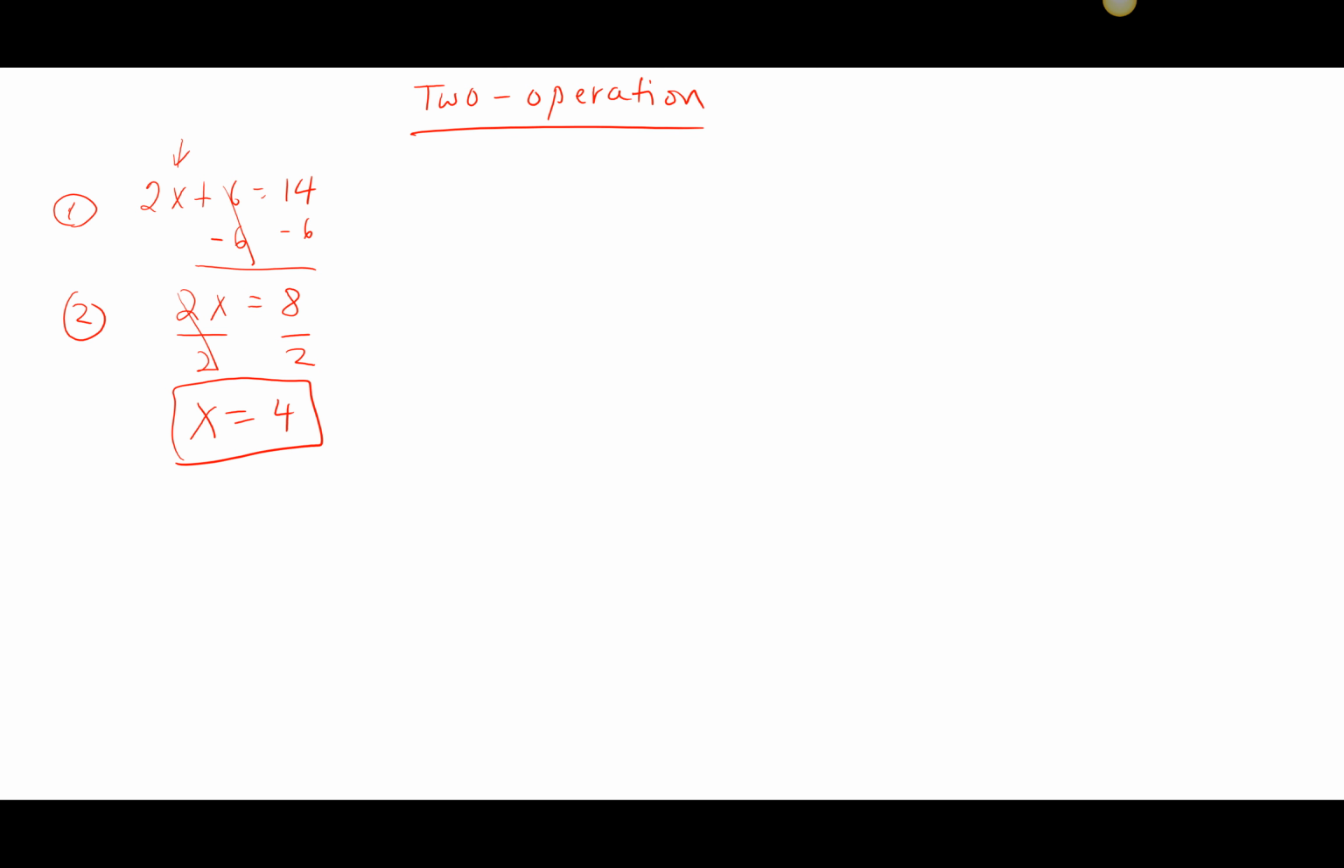Okay, what about this one? 3x minus 7 equals 11. Again, we need to get that by itself. So we're going to add 7 to both sides. That's going away. 3x equals 18. Divide both sides by 3. That's going away. And x equals, that's supposed to be a 3. X equals 6.